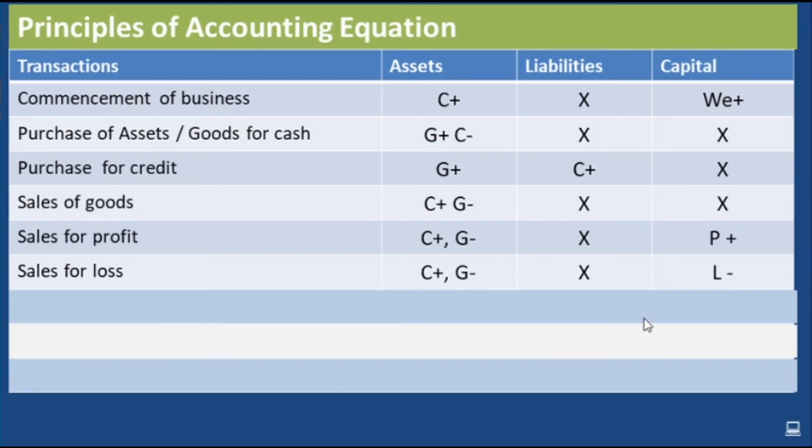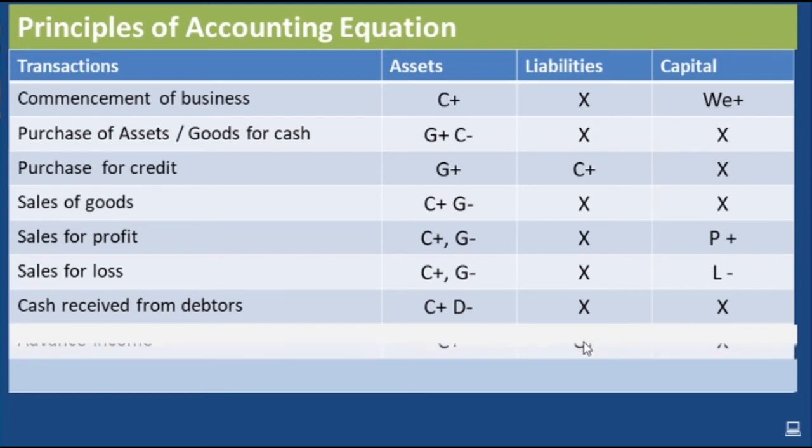Here, the loss amount should be deducted from the capital. Cash received from the debtors. While receiving cash from the debtors, on one hand, our debtor is getting decreased and the cash is getting increased. It will not have an effect on capital and liabilities.